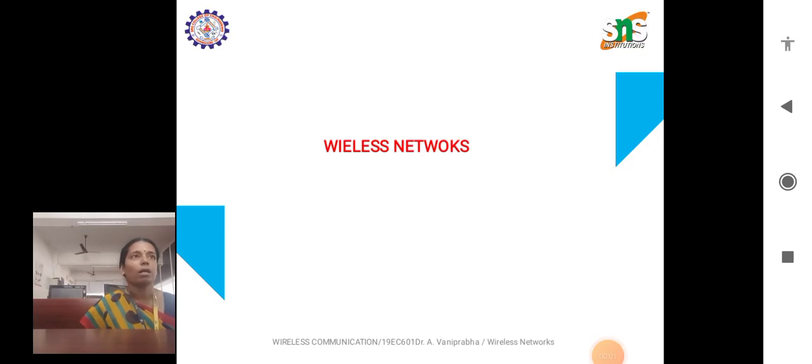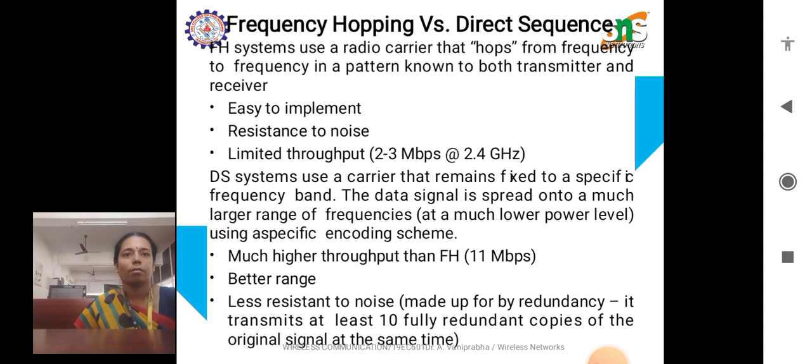Good evening, all. Our today's discussion is on hopping methods, frequency hopping versus direct sequence spectrum techniques. In the previous session, we have discussed the major techniques that are followed here, FSS, DSS, and so on. So, in this session, we are going to discuss the uniqueness between frequency hopping and direct sequence.